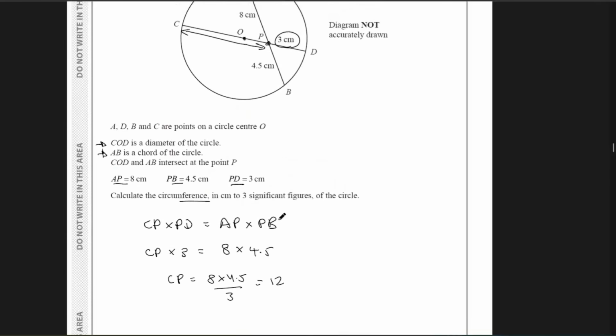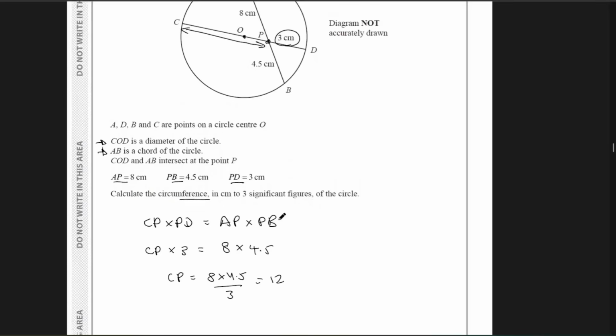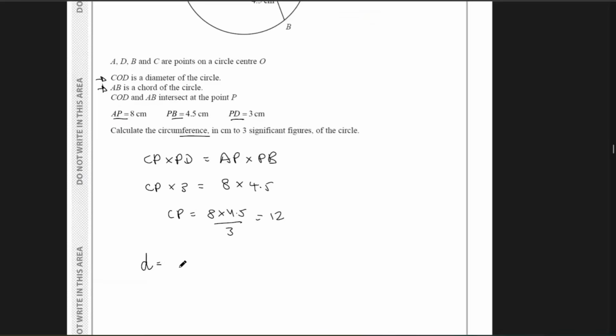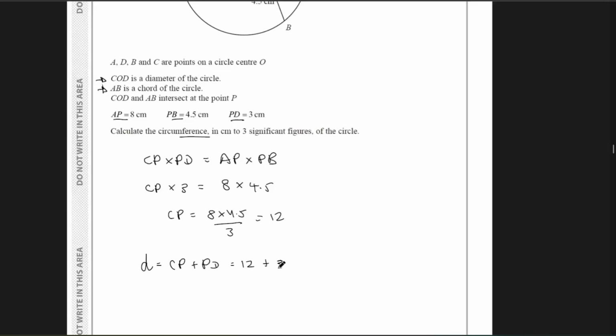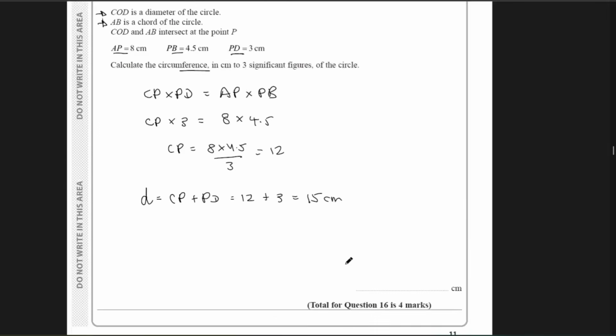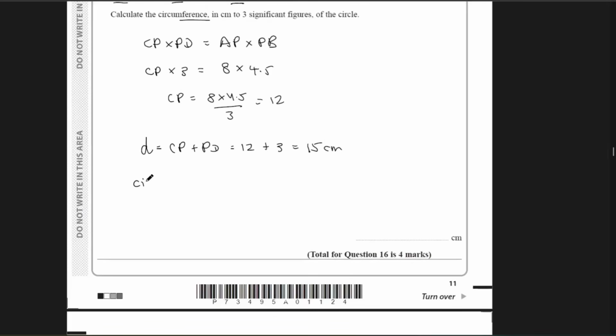All right, so the diameter becomes CP plus PD. Small d is equal to CP plus PD. CP is 12, PD is 3. So the diameter is 15 centimeters. Now we can calculate the circumference. Circumference of the circle is equal to pi times d, so 15 pi centimeters.